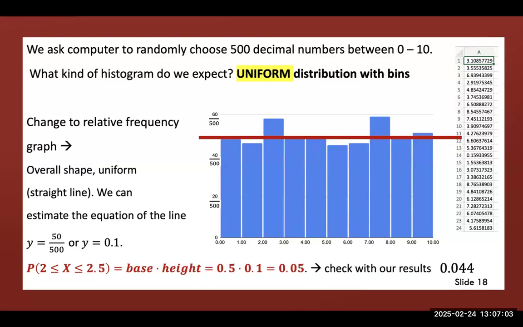Let's try another one. If we find the probability that x is between 2 and 2.5, well, we can just find the width of the rectangle from 2 to 2.5, that's a half, and then multiply by the height of the line, which would be 0.1, and we'll get 0.05. You can check this with what we found earlier. We got 0.044, so they're pretty close.